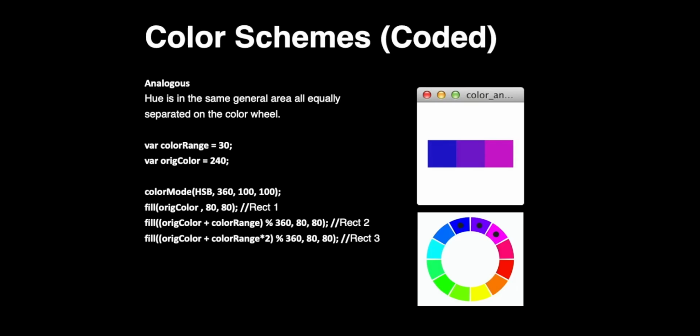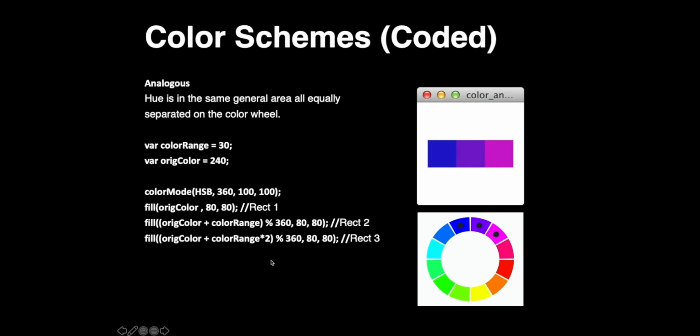So the analogous color scheme basically just stays within the same range on the color wheel for the hue, and it's usually equidistant from each other. Let's say these are 30 degrees away from each other. That's an analogous color scheme. You can play around with that range value. It doesn't have to be 30, it could be 15, it could be 10, it could be whatever you want, as long as it's consistent throughout the same area of the color wheel. So to do that, we're just going to add a color range value in and then add that to each one of these original color values.